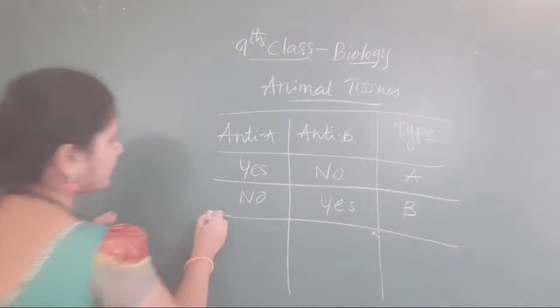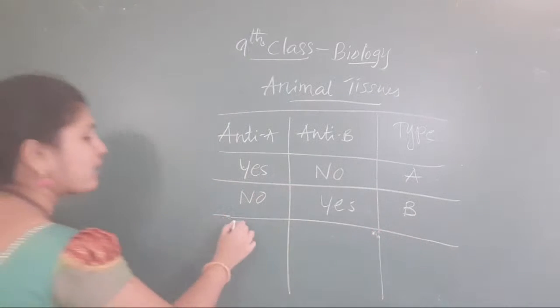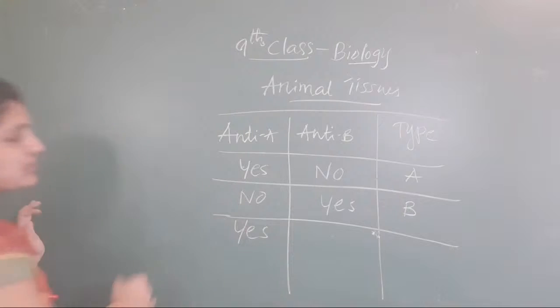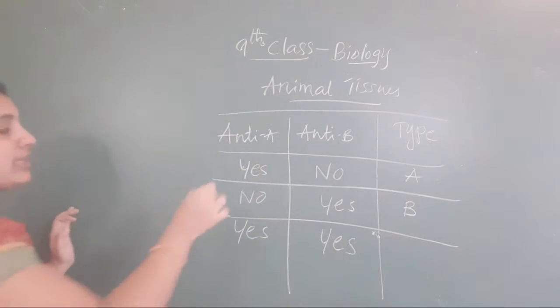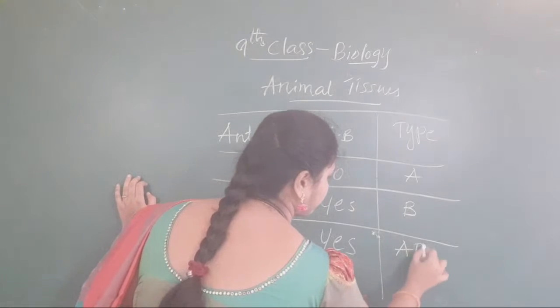If in the anti-A you have noticed clumps, and in the anti-B also you have noticed clumps, then the type is AB.